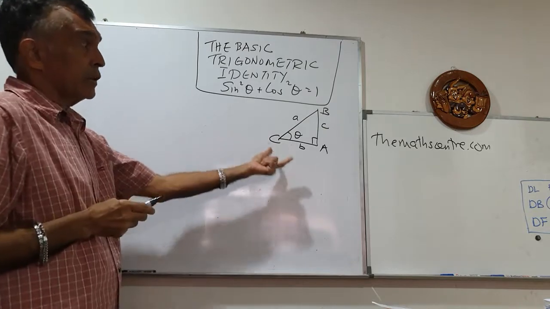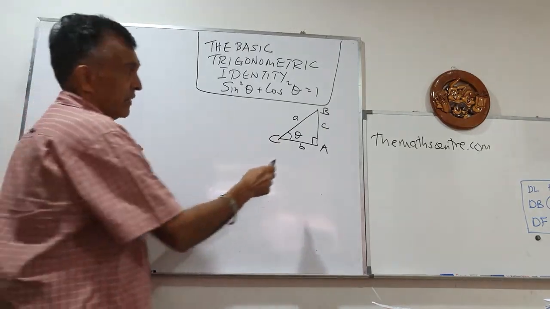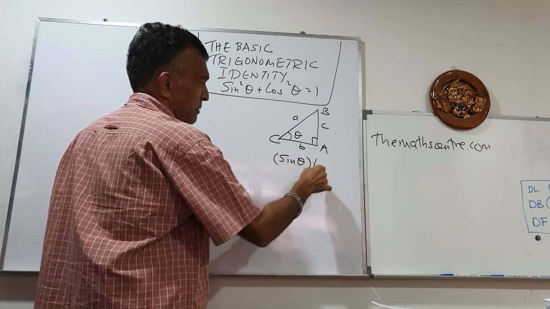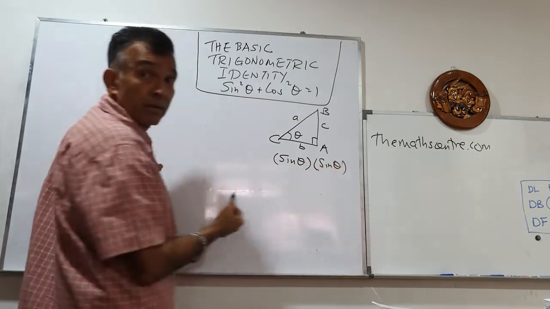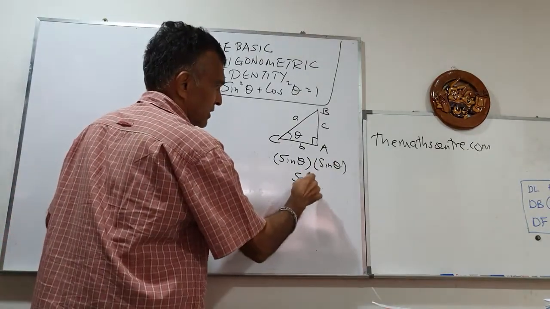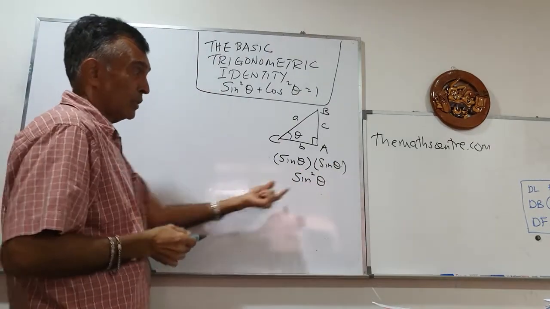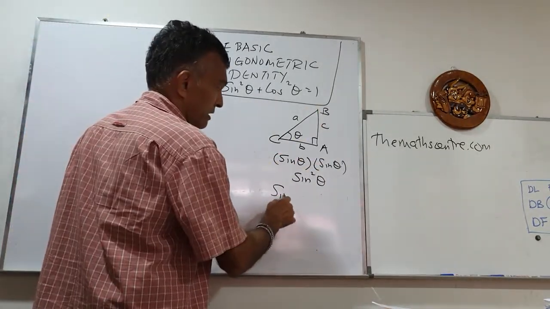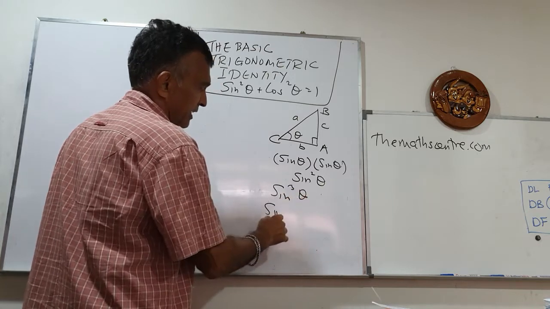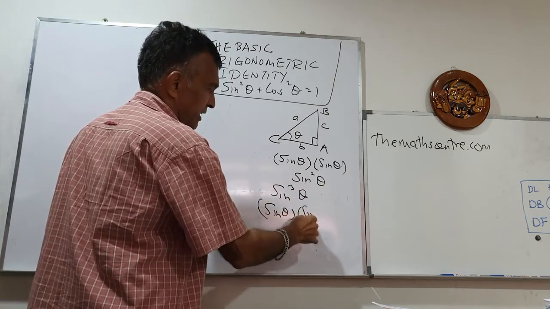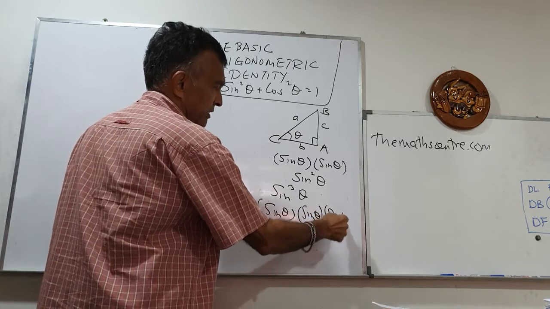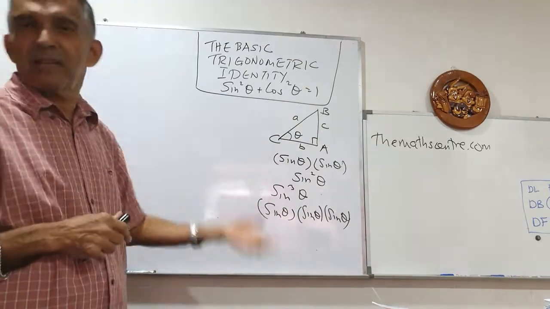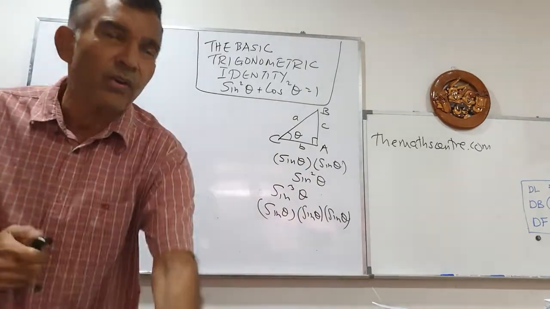The other thing that I'd like you to know before I start with the proof is, if you have sine theta times sine theta, what do you get? Good, sine squared theta. So you must know that sine squared theta is sine theta times sine theta. So what will sine cube theta be? Sine theta times sine theta times sine theta. I want to get the basic idea out of the way first. So let's leave that.